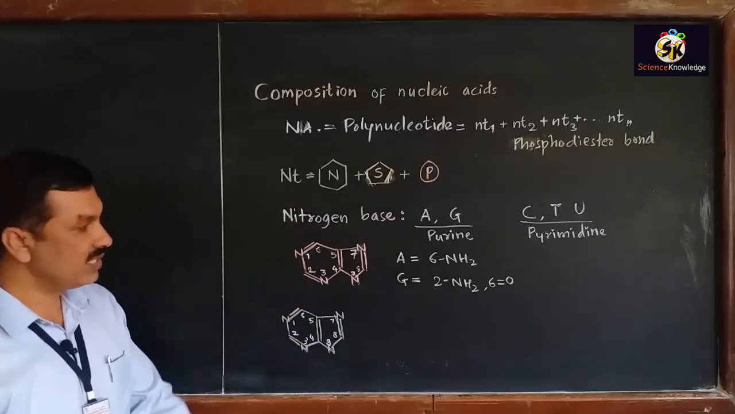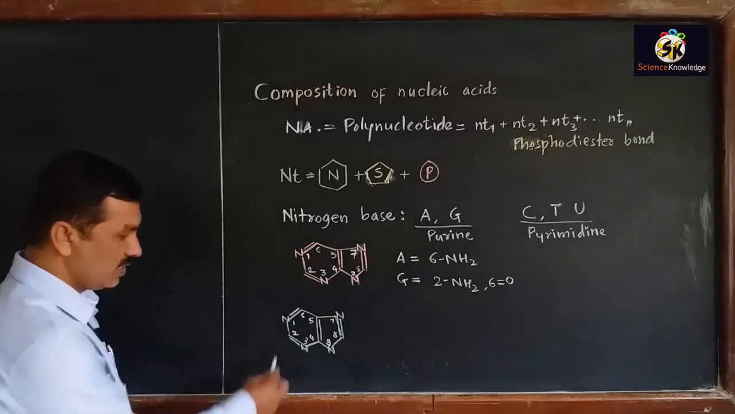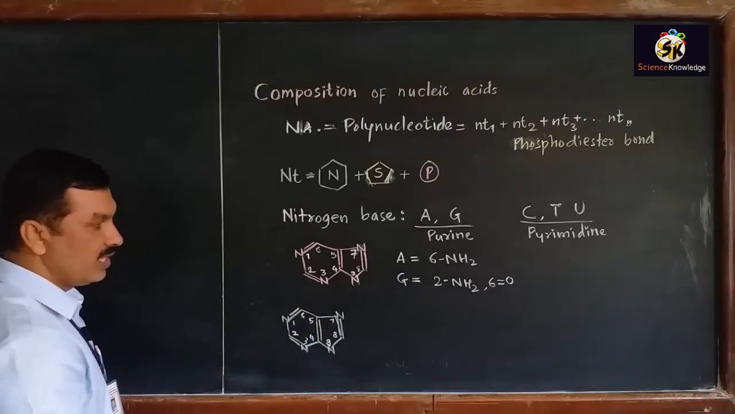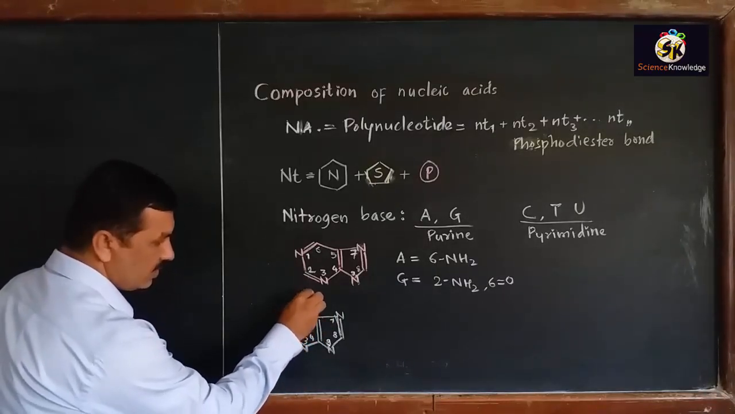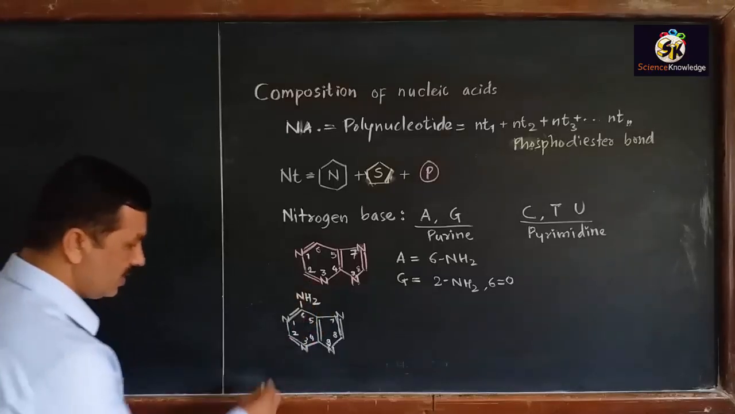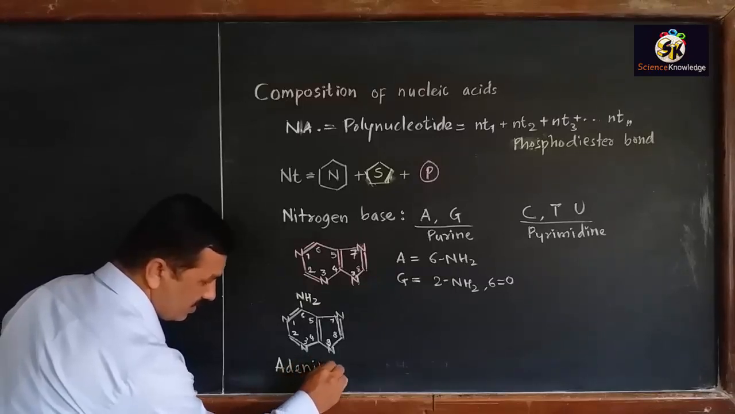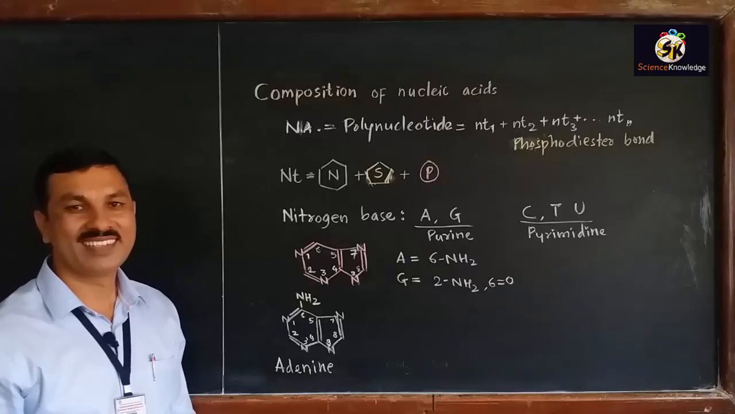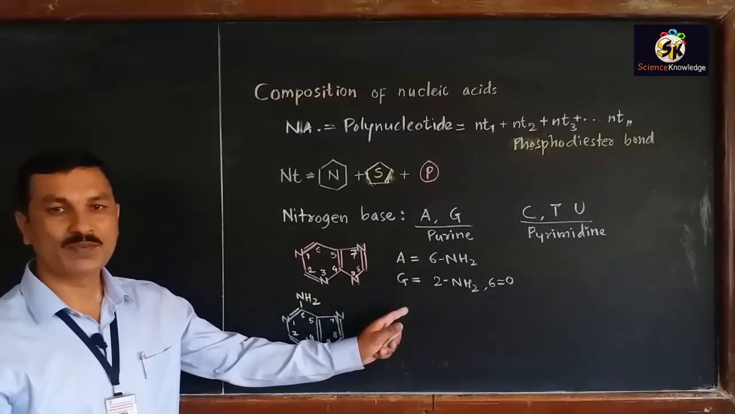Now we have to add NH2 at the 6th position. So the 6th position is present here and we have to add NH2. So here I will add NH2, and this structure becomes the structure of adenine. Isn't it simple? Yes. Now you can draw the structure for guanine also.